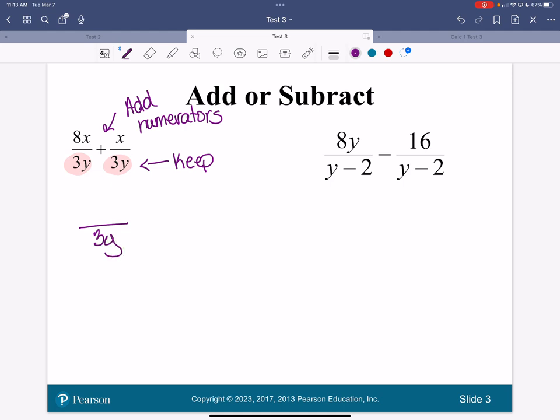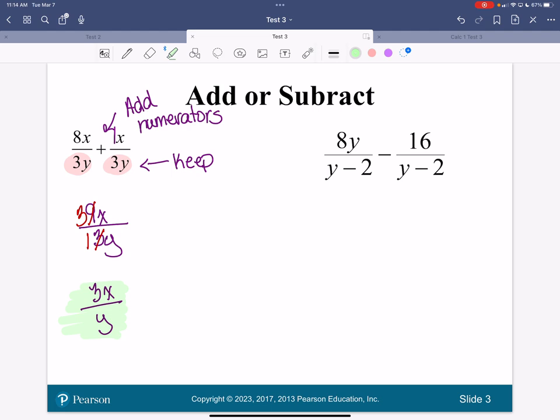8x plus x. What is 8x plus 1x? 9x. So I added my numerators. I keep my denominator. Now I can simplify. What goes into 9 and 3? 3. So the 3 in the denominator becomes 1. The 9 in the numerator becomes 3. So my final answer to this is going to be 3x over y. That right there is my final answer, 3x over y.